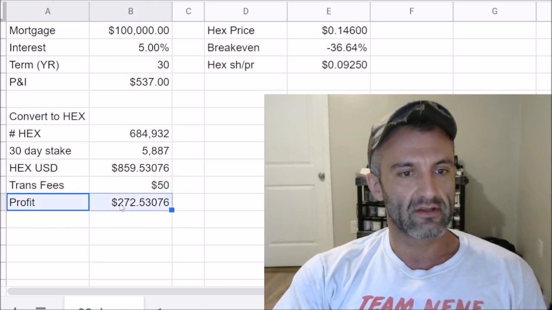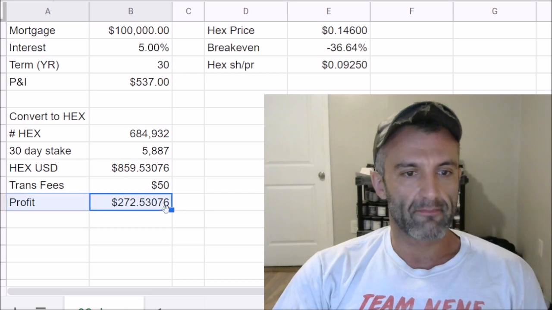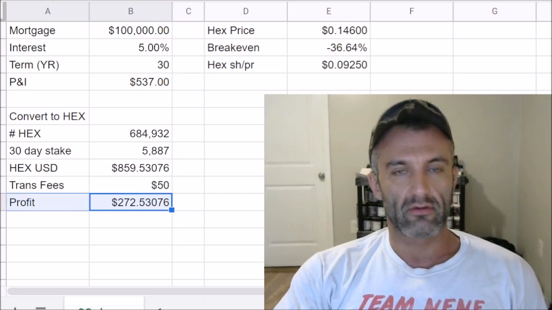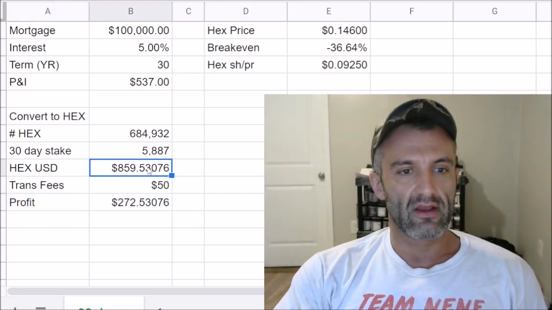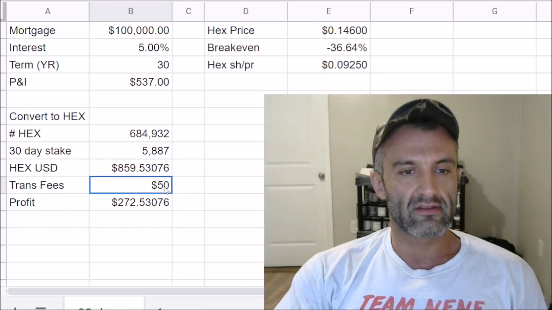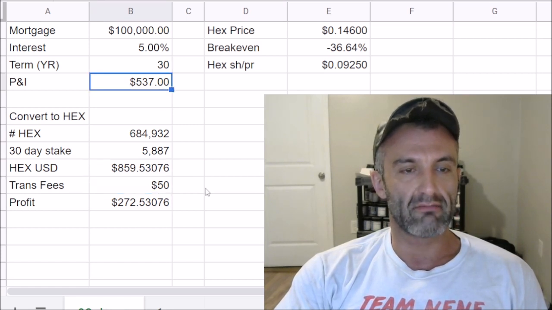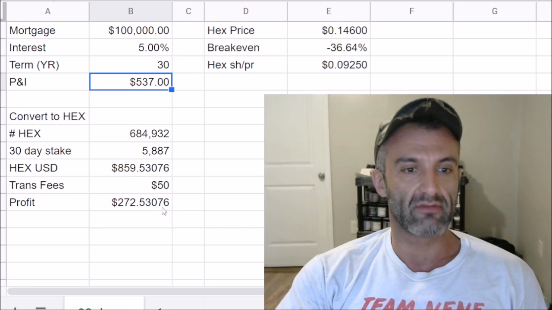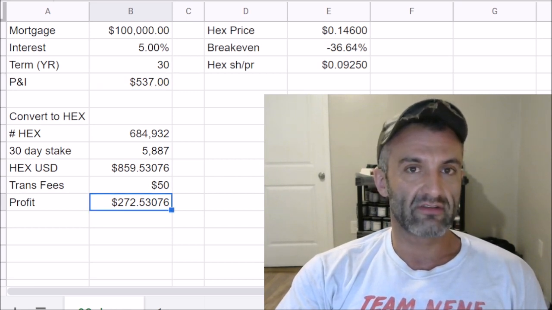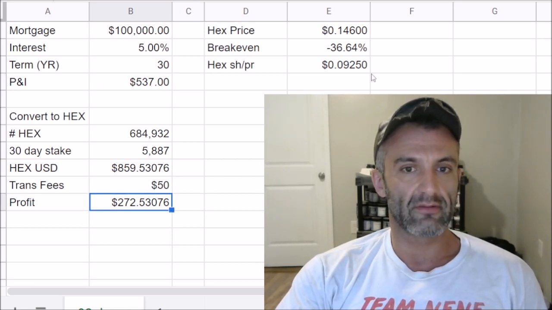The profit is going to be the difference. Oh, actually, you can't see this. This is going to be this amount minus this, minus the transaction fees, and minus how much we're paying back to the bank. So it's $272 profit, right?